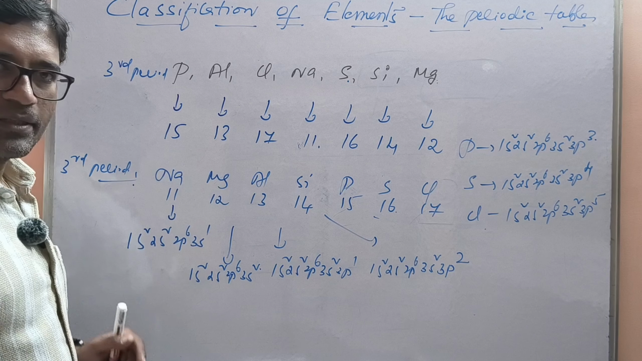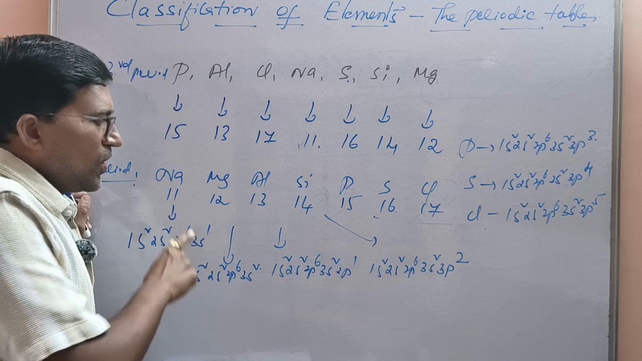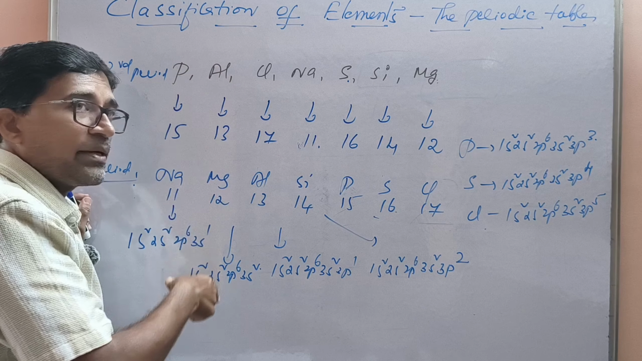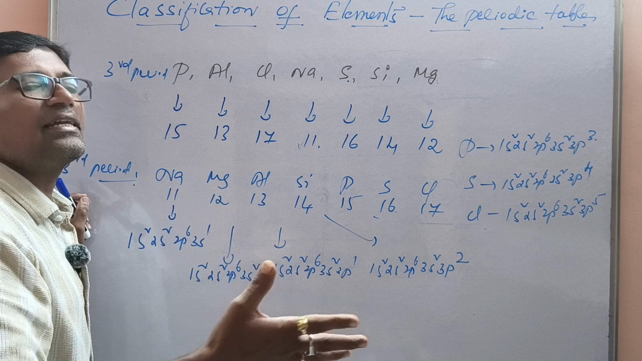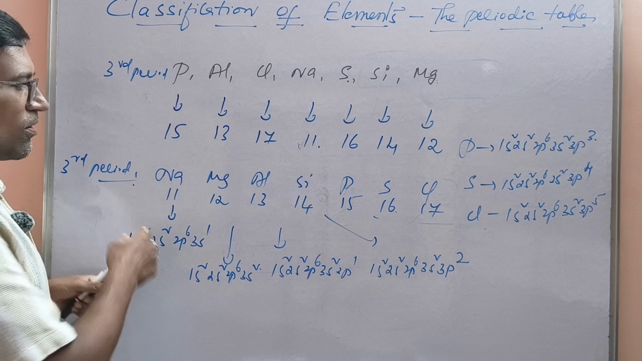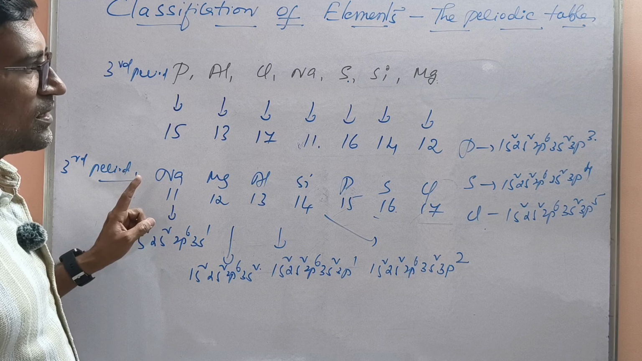And we are moving from left to right. If you remember the atomic radius definition and how atomic radius varies in groups and periods: in groups, as we move from top to bottom, atomic radius increases. In periods, as we move from left to right, the atomic radius most commonly decreases. So among all these elements, the highest atomic radius is for sodium.